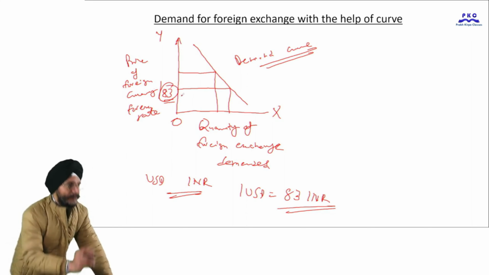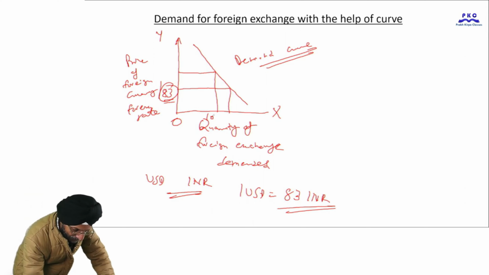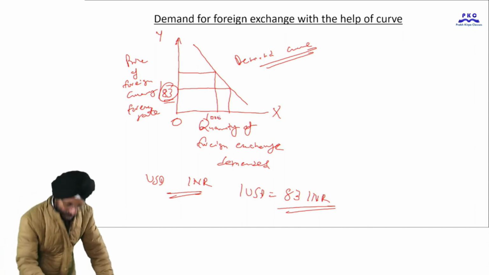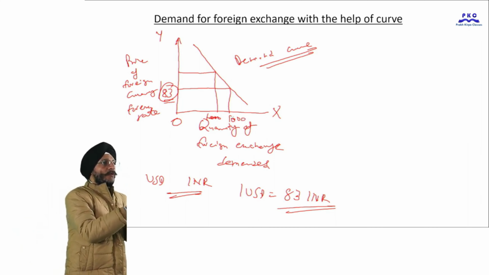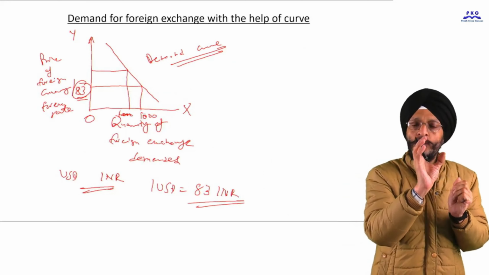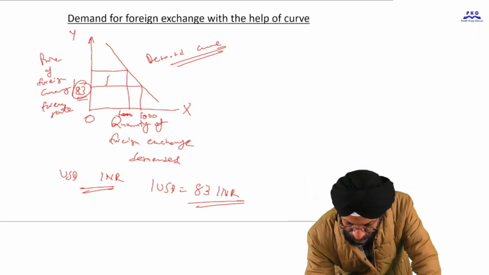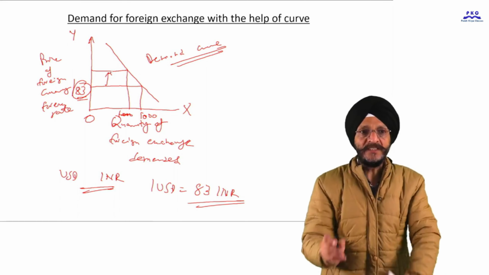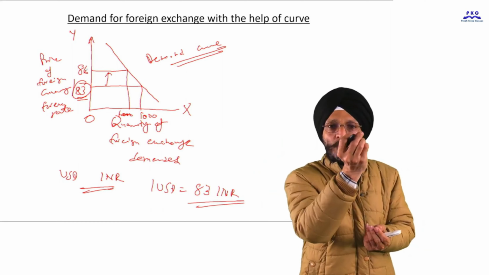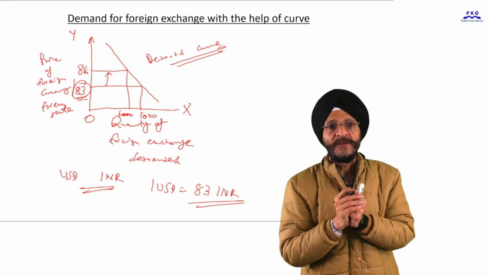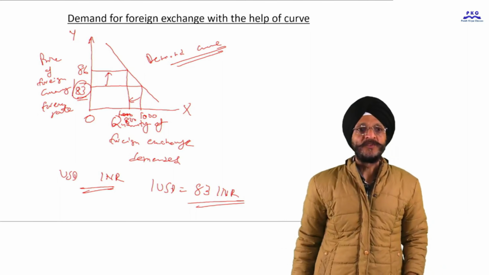Suppose at this price, which is the 83 Indian rupee, the quantity demanded of foreign exchange is, say, 1000. Here we are to write 1000. 1000 units of US dollars are demanded when the exchange rate is 83. Suppose the exchange rate increases to 86. The price of US dollar in relation to Indian rupee increases. What will happen? The quantity demanded will decrease, say to 800 US dollars.